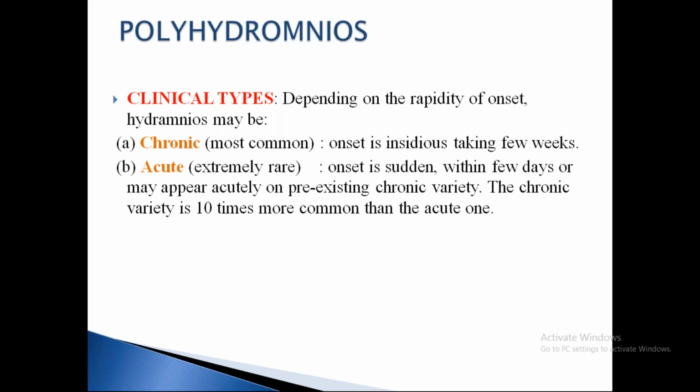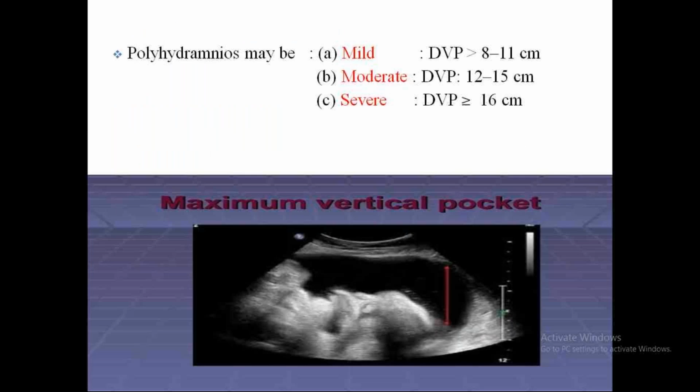And what are the types of polyhydramnios? Clinically, they are divided into acute and chronic. Among these, chronic is most common. The chronic variety, as you know, usually has an insidious, very slow onset. It takes a few weeks to develop. In the acute variety, onset is sudden. Within a few days, it will develop. And sometimes acute can also develop on the chronic variety.